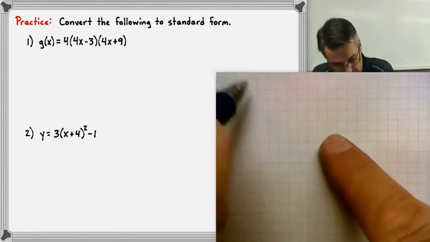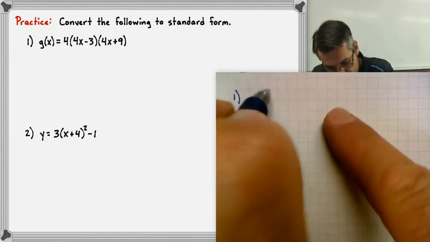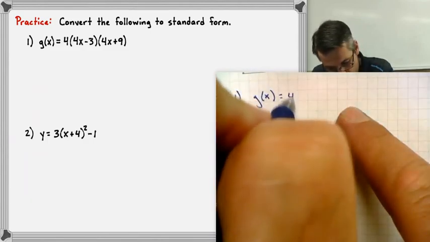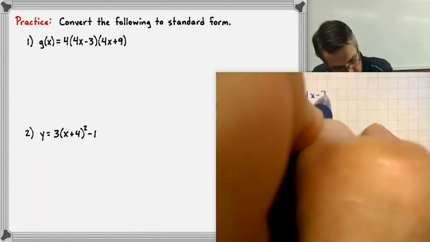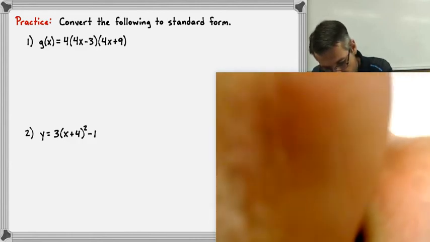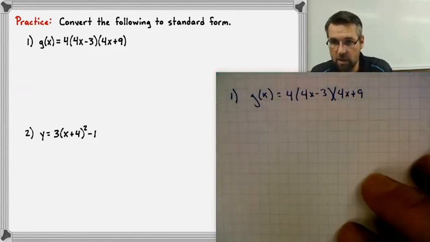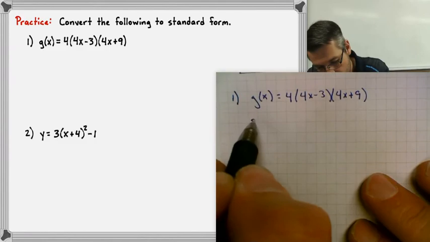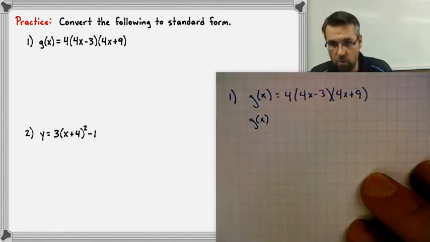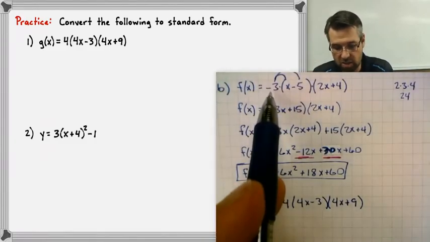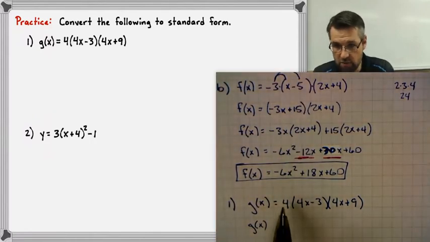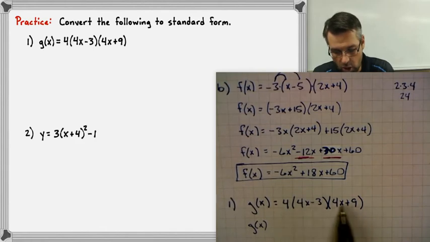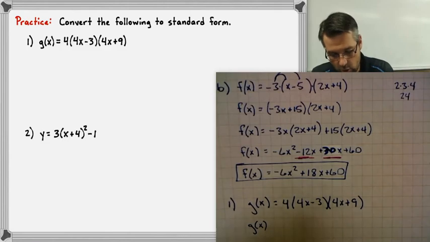For number 1, we are given g of x equals 4 times (4x minus 3) times (4x plus 9). Okay, and we want to multiply that out. That's in factored form. So I'm going to do it a little bit different than the way I did it before. Here, I distributed the -3 in. And if you want to do that, if you distributed the 4 in first, that's fine. You don't want to distribute the 4 to all of these terms, only the first parenthesis. But I'm going to go ahead and multiply these binomials first.